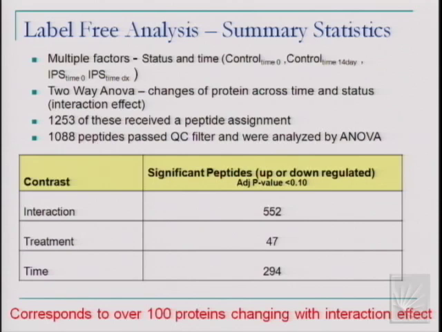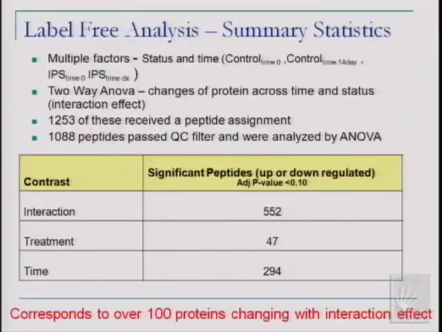And when looking at the interaction effect, you can see that we have very significant changes for interaction, with almost half of our data changing, with an adjusted p-value of 0.1. These represent peptides that are up or down regulated, and this is to be expected because these patients are extremely, extremely sick at the time of diagnosis, so they should have big changes in their proteome. And this corresponded to over 100 proteins that changed with interaction effect.